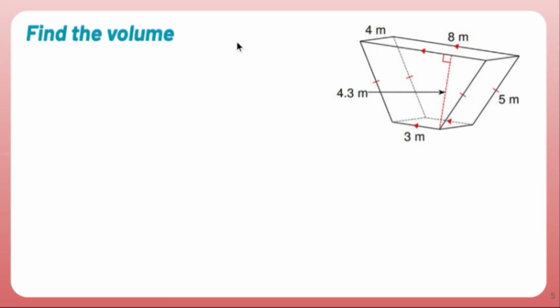Find the volume of this shape right here. What I have is a trapezoidal prism. But the trapezoidal prism doesn't quite look like a prism, because usually when you think of a prism, you think that the base has to be on top and on the bottom as well, and here it's not.